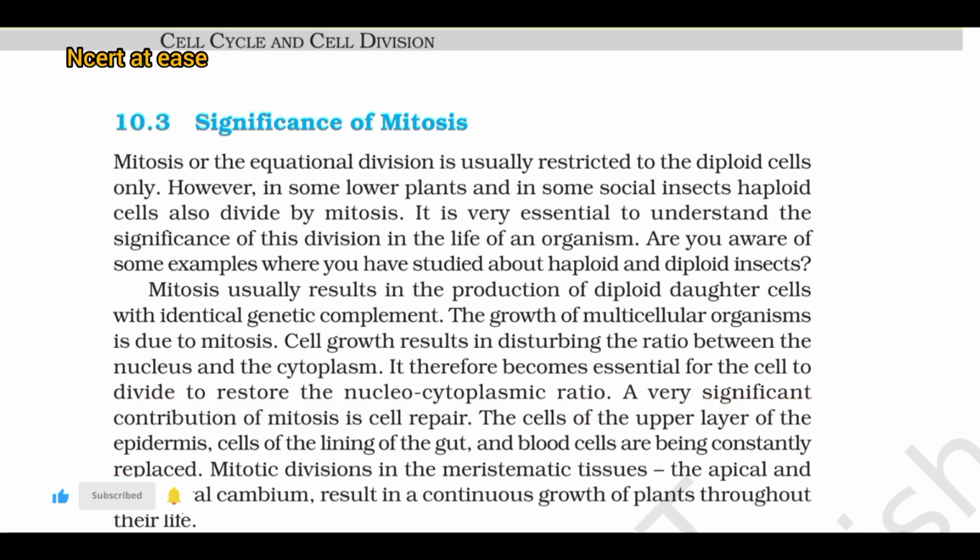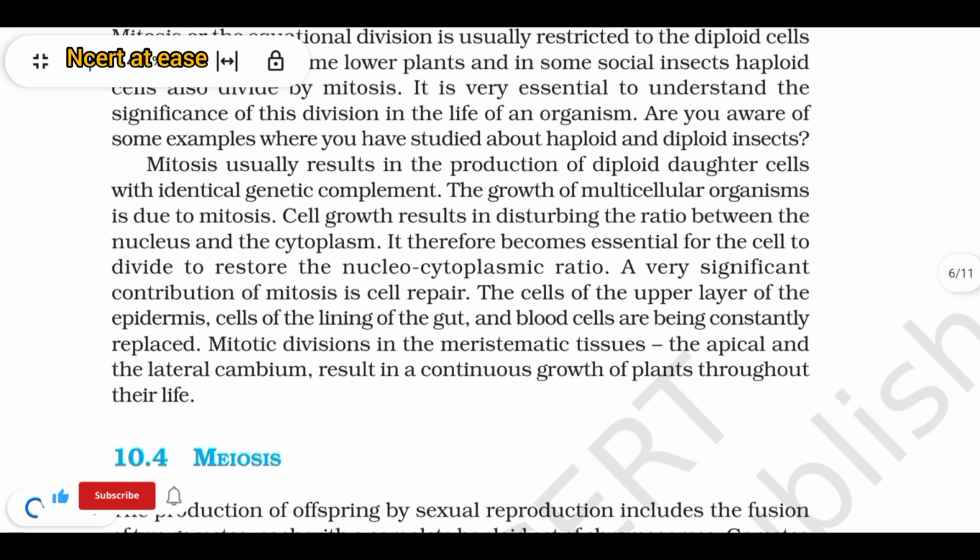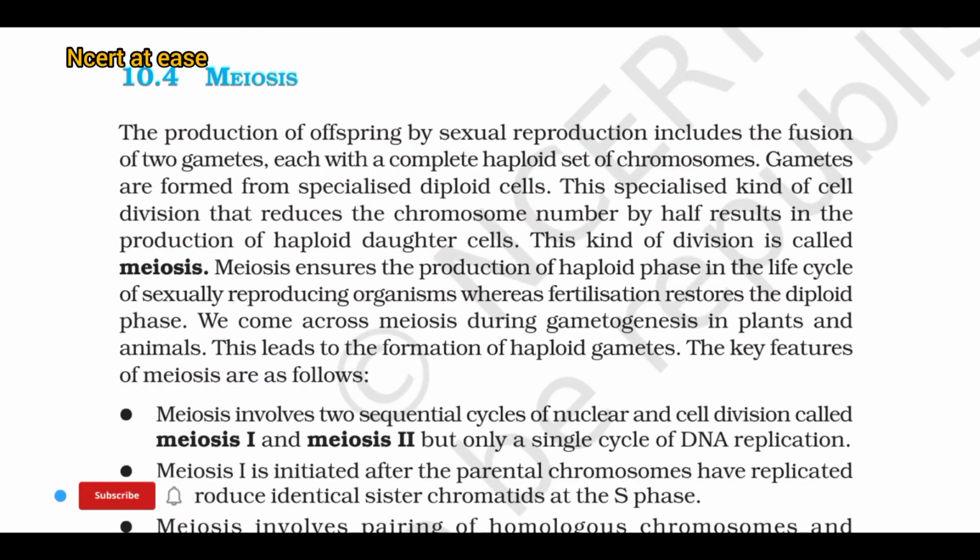A very significant contribution of mitosis is cell repair. The cells of the upper layer of the epidermis, cells of the lining of the gut and blood cells are being constantly replaced. Mitotic division occurs in the meristematic tissues. The apical and the lateral cambium result in a continuous growth of plants throughout their life.